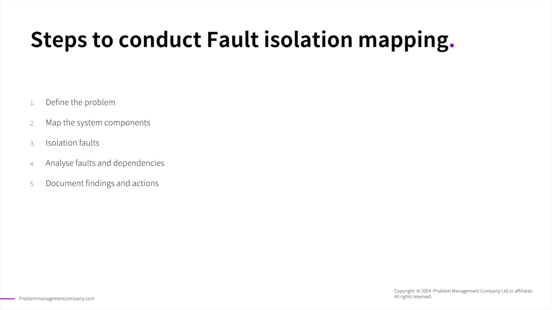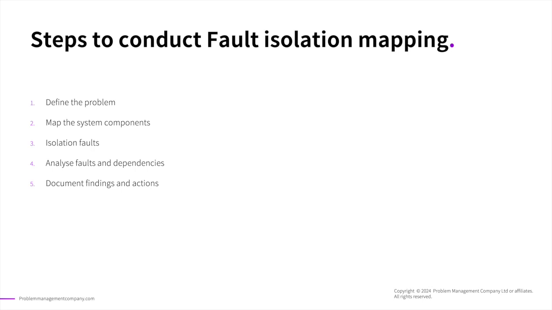Step 4. Analyze faults and dependencies. Identify root causes. Once the faulty component is isolated, analyze its interactions and dependencies to understand the root cause. Assess system impact. Evaluate how the fault affects other components and the overall system performance.